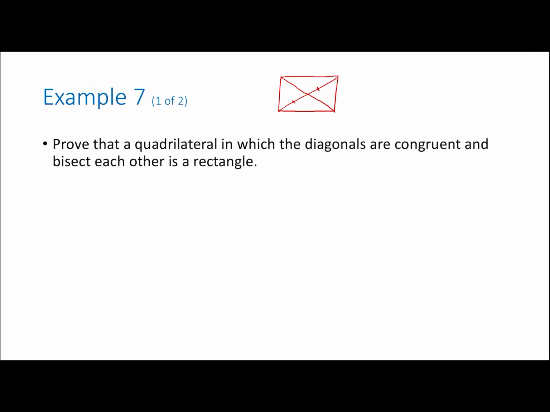So let's think about a sketch here, just as an idea. We have a quadrilateral, and we're told that the diagonals are congruent and they bisect each other. So this part and this part are congruent, and this part and this part are congruent. Let's label this A, B, C, D. We'll label this point O.